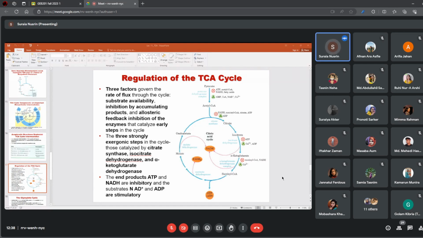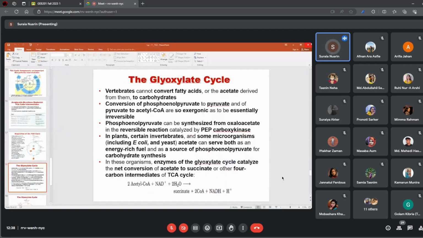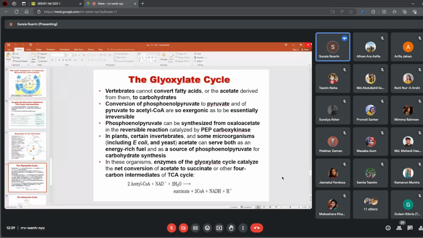Okay, so that is the regulation of the TCA cycle. Next one is about another cycle, which is called the glyoxylate cycle. When we were learning the gluconeogenesis pathway, if you remember, gluconeogenesis is the synthesis of carbohydrate from non-carbohydrate sources. And we have also learned that vertebrates are unable to synthesize carbohydrate from fatty acids or the acetate.